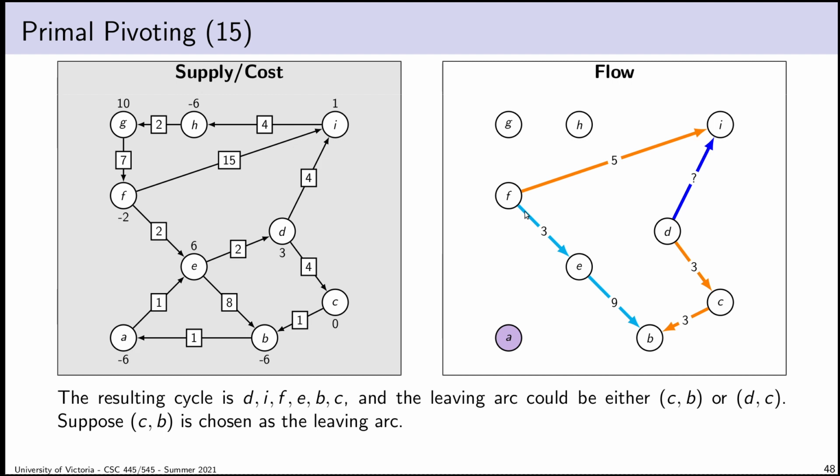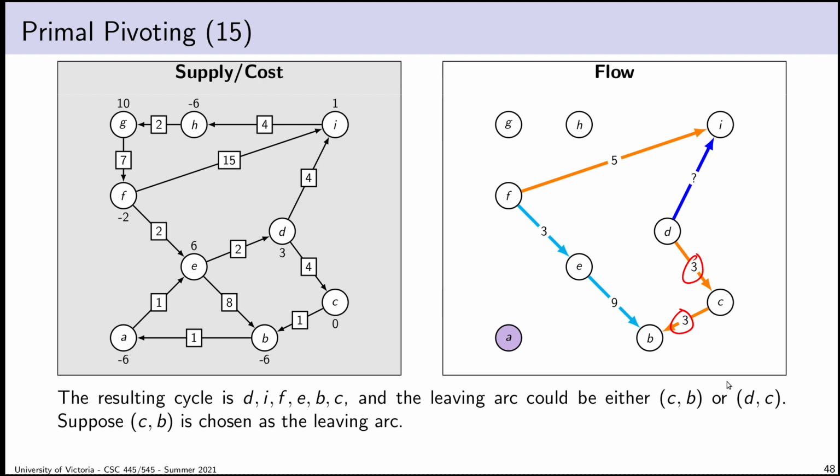So I notice that the only arcs that are going to constrain the ultimate flow value are going to be the ones pointing in the opposite direction. So they have flow 5, 3, and 3. My leaving arc will be an arc chosen to have the minimum among those values. So it'll be either this or this.